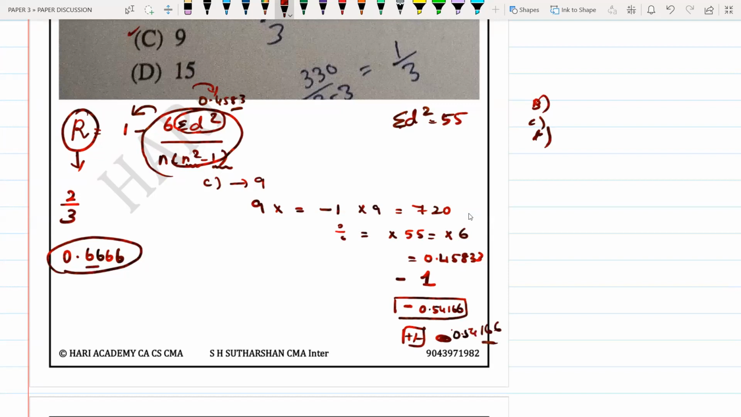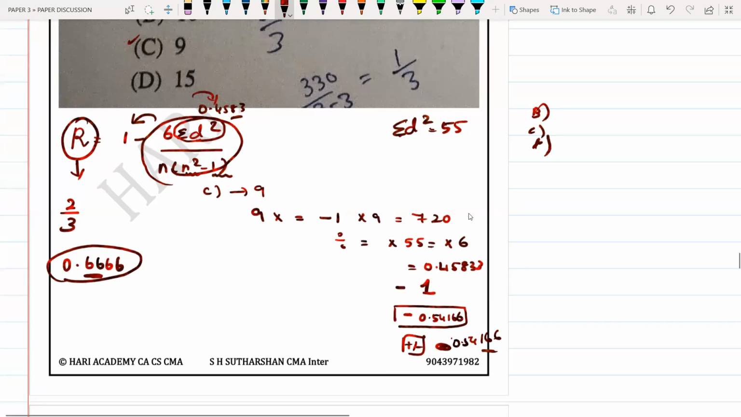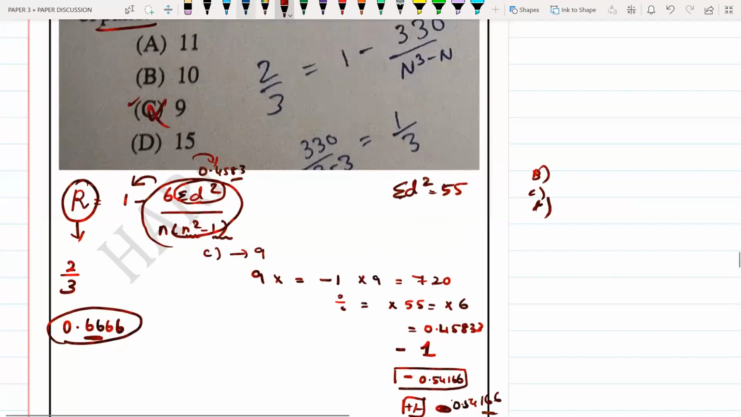But what do I need to get? I need to get 0.6666. So what will I do? Option C is not my answer. Then what is the next possible number? Option B, so I will take option B. What is option B? Do what I say, simple.